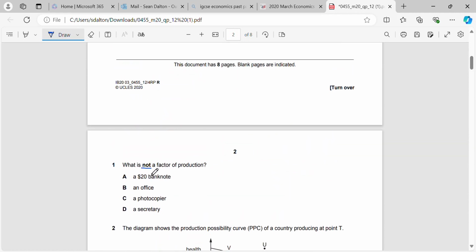Okay, in question 1, this part is easy. We've gone through this in class. Money is not a factor of production. You may say capital, but capital is equipment, machinery, etc. It's not physical cash. Okay? An office would be land, a photocopier would be capital, and a secretary would be labor. Okay? And remember, the owner of a business would be enterprise. Physical cash is not a factor of production.